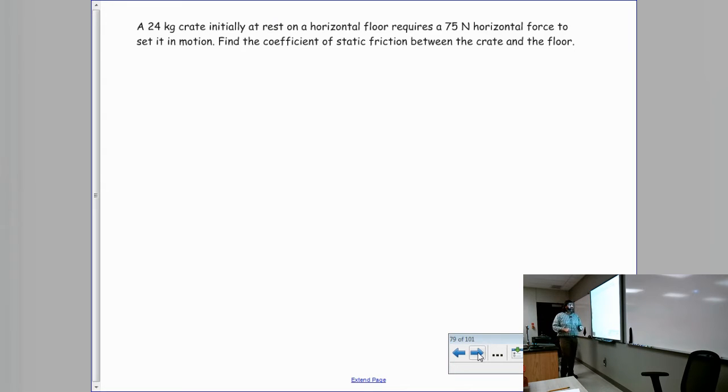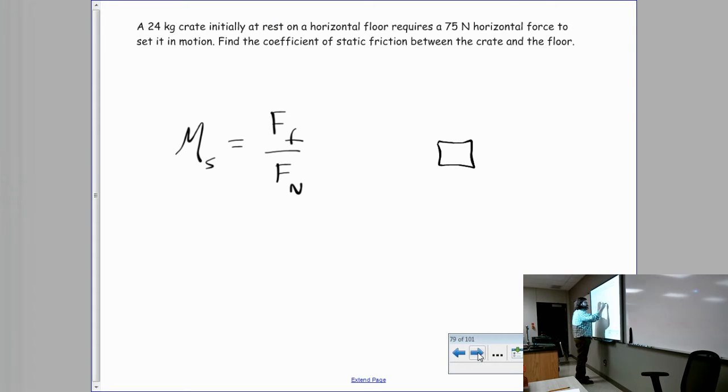Now let's do some problems. A 24-kilogram crate initially at rest on a horizontal floor requires 75 newtons of force to get it into motion. What is the coefficient of static friction? Okay, so coefficient of static friction, mu static, that's what that symbol is, is your friction force over your force normal. Now, we don't really have either piece of information, so it might be helpful to draw ourselves a free body diagram and relate what forces we have involved.